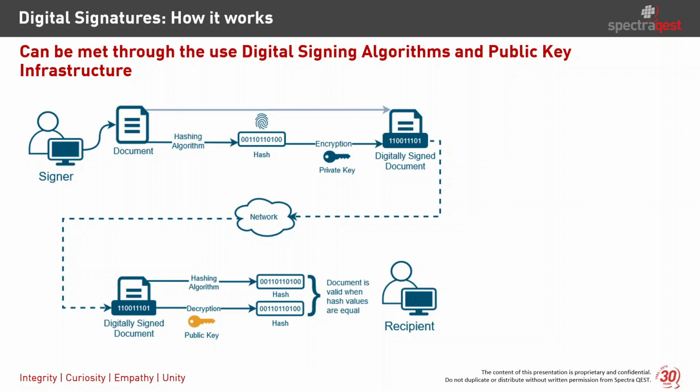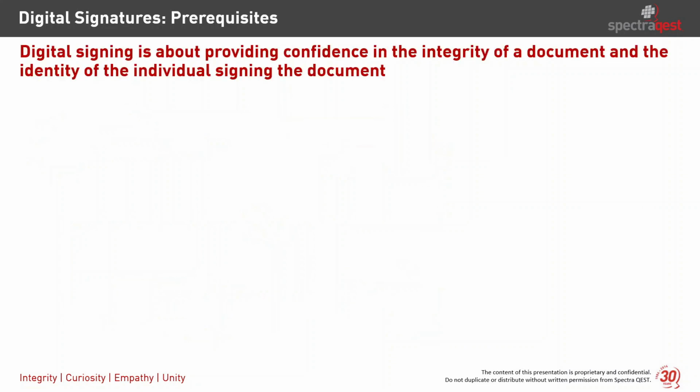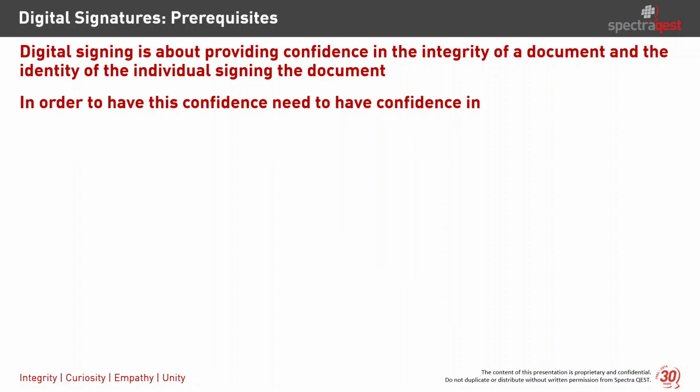So there are a couple of important steps here. We need to keep our private key very private, and we need to let everybody know what our public key is. And that way we can send documents that we've signed, and people receiving them on the other end can have confidence that, yes, we signed them and the document hasn't been tampered with. So digital signing, at the end of the day, is really about providing confidence in the integrity of a document and the identity of the individual signing the document.